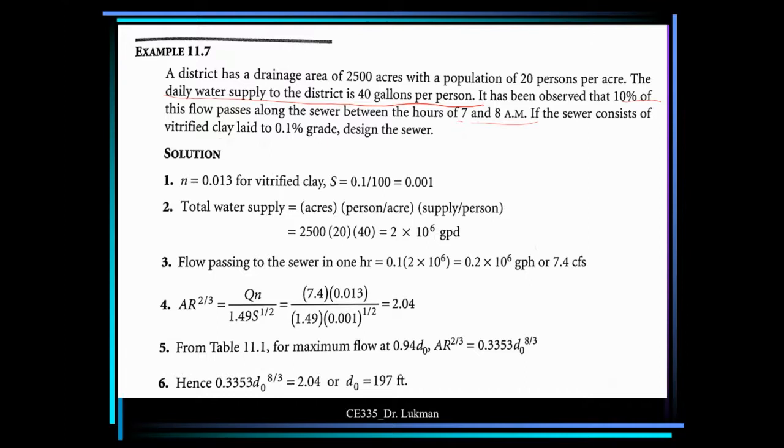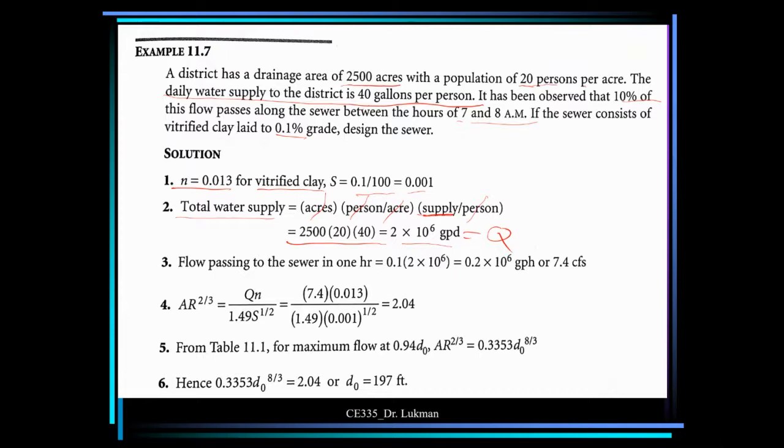So here, for vitrified clay, N is this value, and the slope has been provided, 0.1% grade, which is 0.1 over 100. So we have N and S, and we have to determine Q, the total water supply. Remember, we have 2,500 acres, each acre has 20 persons, and each person has 40 gallons per person. So it will be acres times persons per acre times supply per person. Acre cancels acre, so at the end we'll be left with the supply. Multiplying everything, this is our Q, which is 2 times 10 to the power of 6 gallons per day.